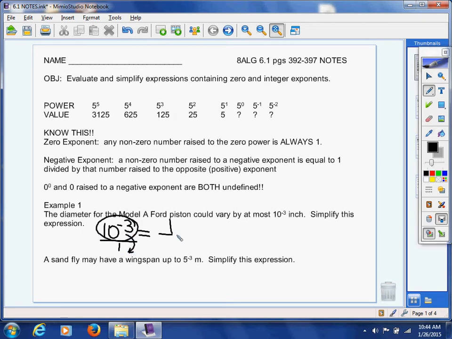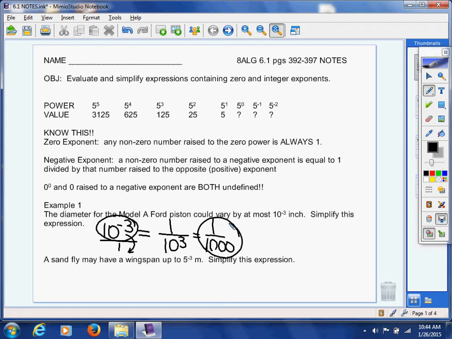So what we want to do is move it to the denominator. That's going to leave us with just the coefficient 1, so we'll leave that up top. An understood 1 is always there when we move it. And then when we bump it to the bottom, the exponent becomes positive, and then we have the fraction 1 over 1,000. So that Ford piston's diameter could budge a little bit, could expand 1/1000th of an inch, or it could contract 1/1000th of an inch. I just wanted to remind you that that's our answer.